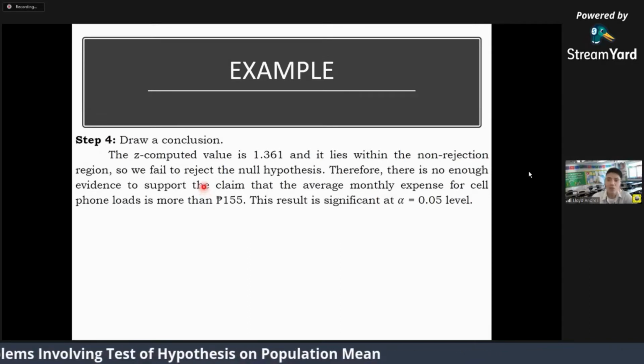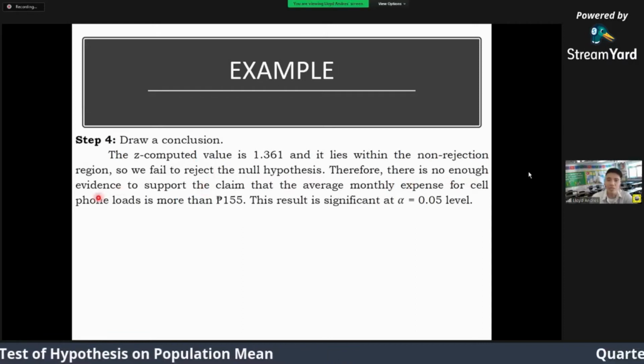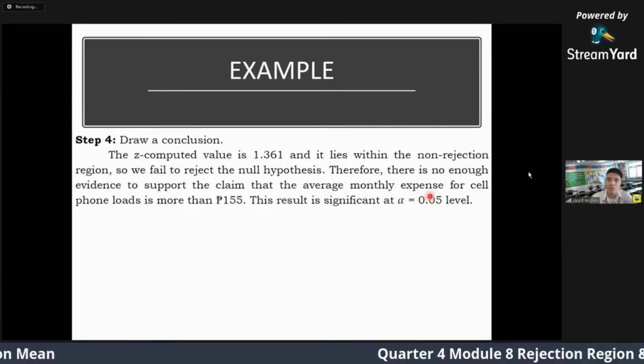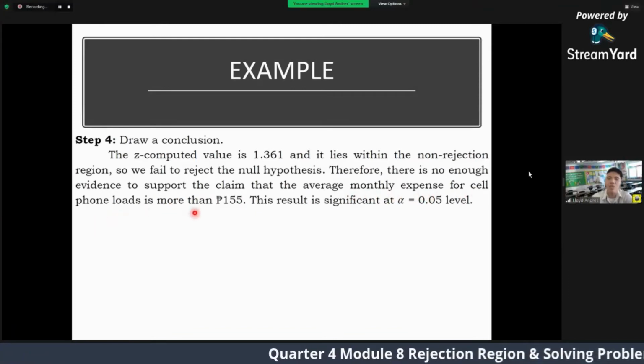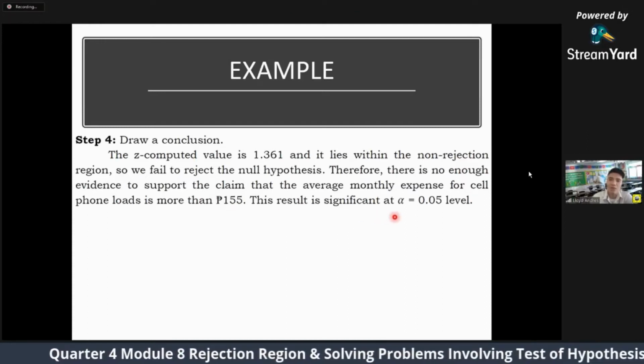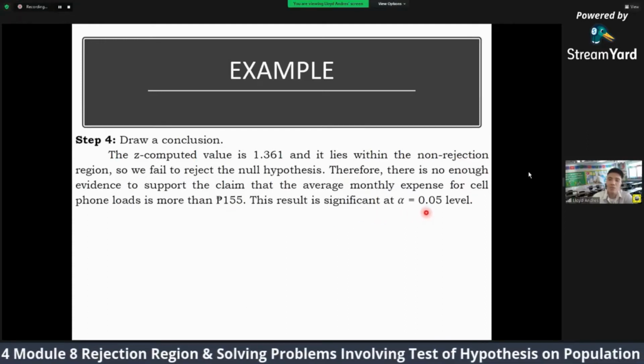So therefore, there is no enough evidence to support the claim that the average monthly expense for cell phone loads is more than 155. This result is significant at alpha 0.05 level.